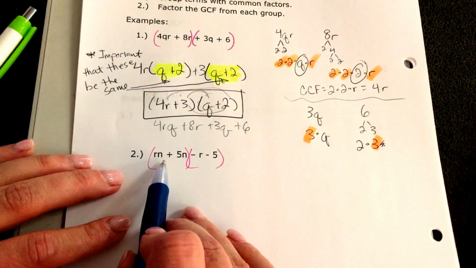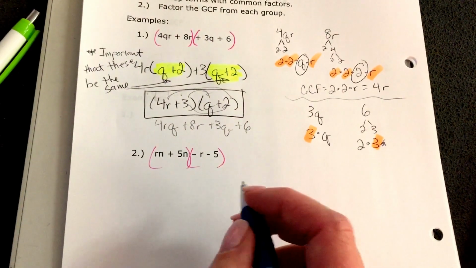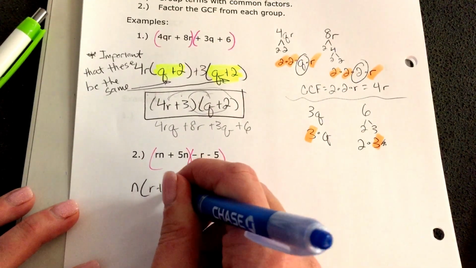Okay. What can I pull out of Rn plus 5n? N. So I'm going to pull out an N. That leaves me with R plus 5, right?